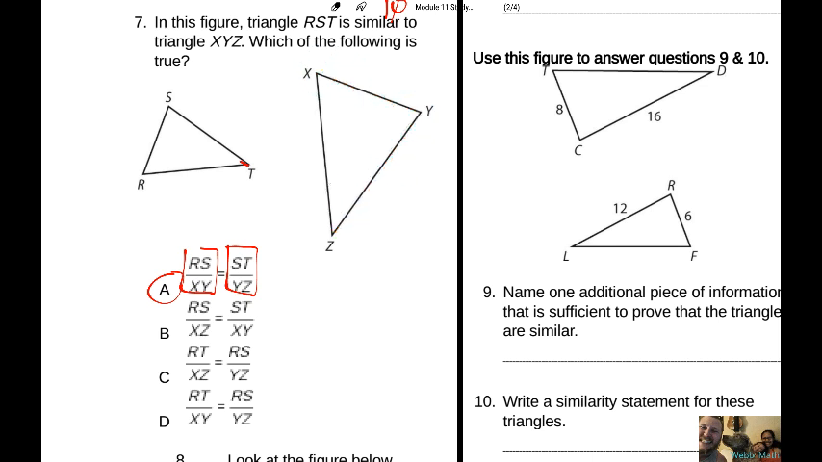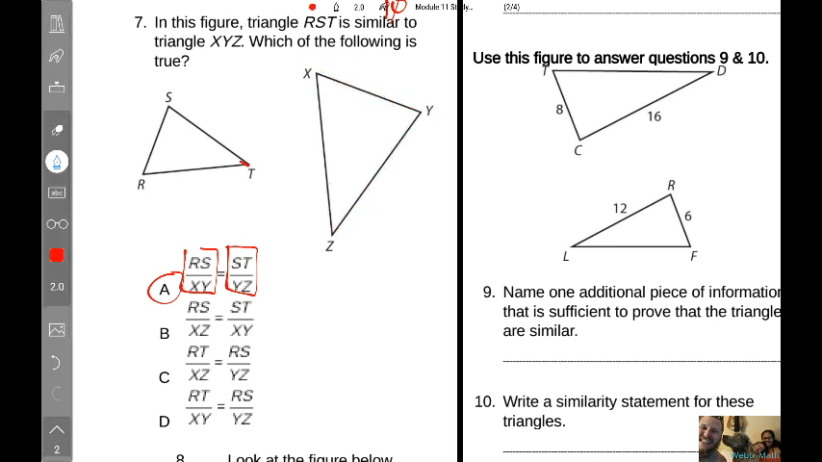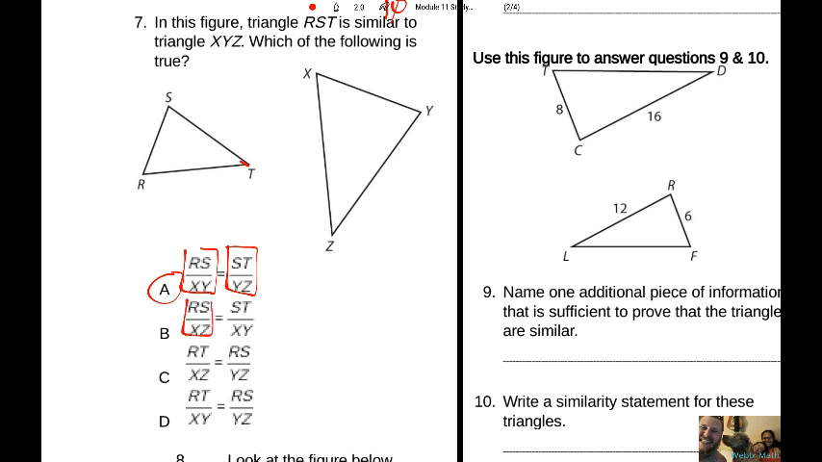RZ is proportional to XZ, so RZ, the small guy, is proportional to XZ. Whoa. Are you telling me that the poorest guy in the city is proportional to the richest guy? Nope. That does not make sense.